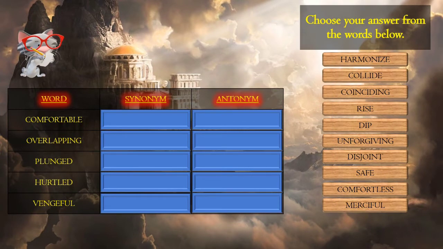Before we read the story Daedalus and Icarus, let us get the synonym and antonym of the following words on the left side. So the choices will be on the right side. So we have harmonize, collide, coinciding, rise, deep, unforgiving, disjoint, safe, comfortless, and merciful. So I will give you time for this.